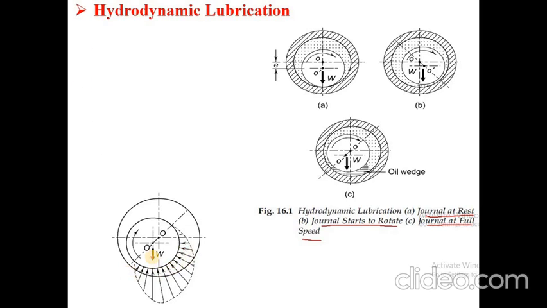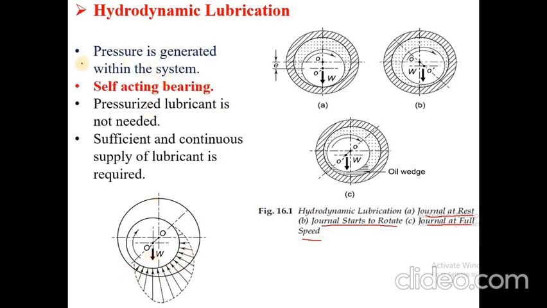Now you can say about the bearing that pressure is generated within the system. In the case of hydrodynamic lubrication, the bearing itself generates the pressure. Hence these bearings are called self-acting bearings. As the pressure is generated inside the system, there is no need of pressurized lubricant. The only need is to supply a sufficient and continuous amount of lubricant.